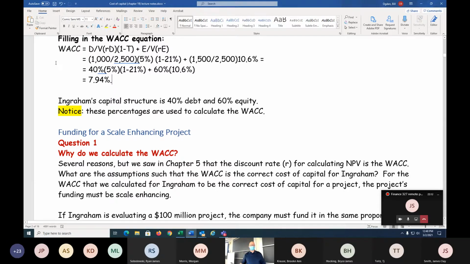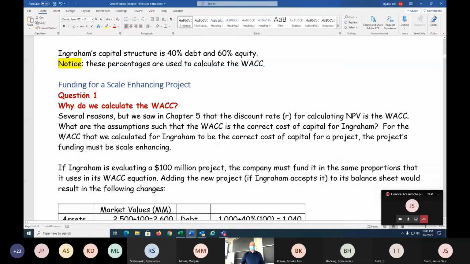So what did we use this for? Okay, you might remember revenues minus cost times 1 minus T plus T times depreciation plus your change in, or minus your change in working capital. So those are after-tax cash flows. This is an after-tax cost of capital. All right. Funding for a scale enhancing project.